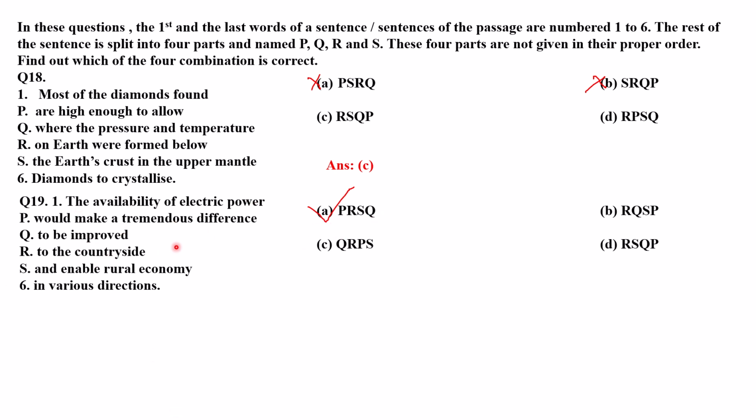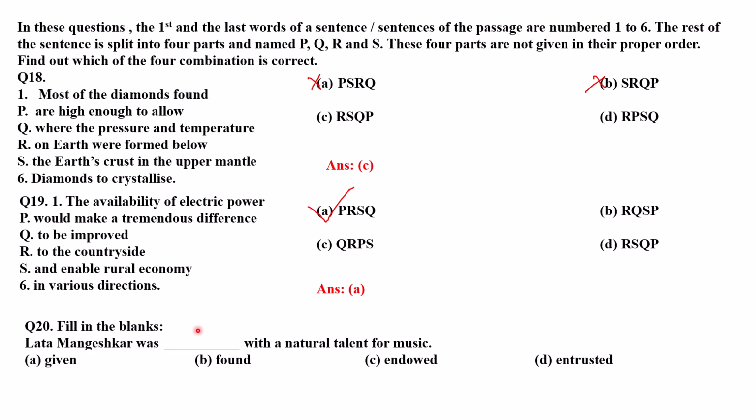Now let's combine all the sentences in this order. So the availability of electric power would make a tremendous difference to the countryside and enable rural economy to be improved in various directions. Yes, it is perfectly fine. So the answer will be A option. So like this you have to solve these types of jumbled sentences.